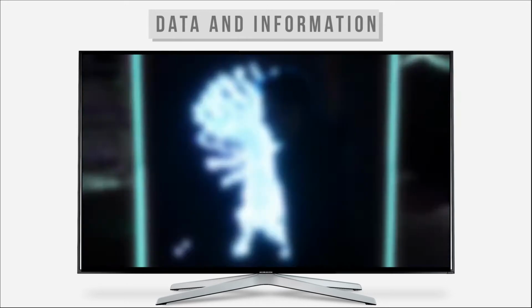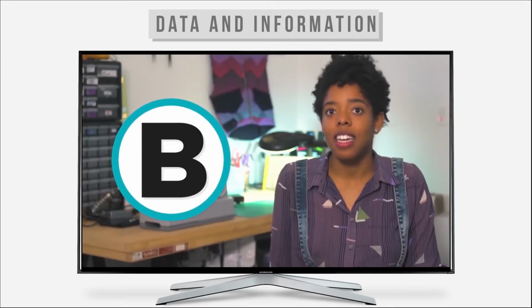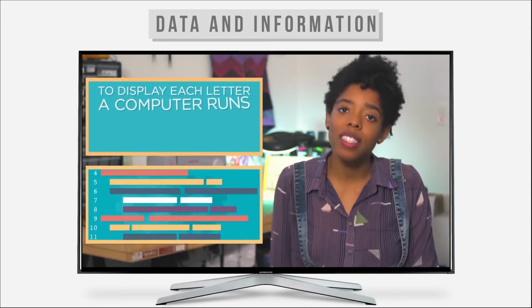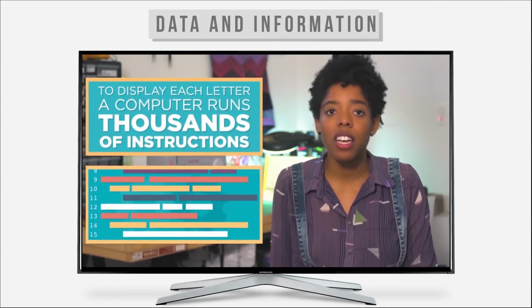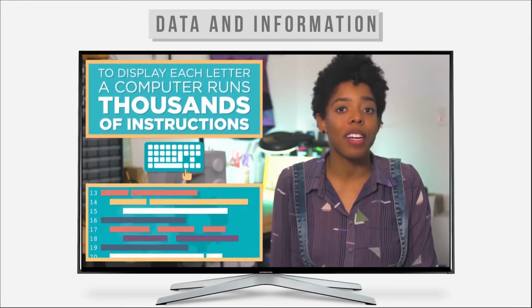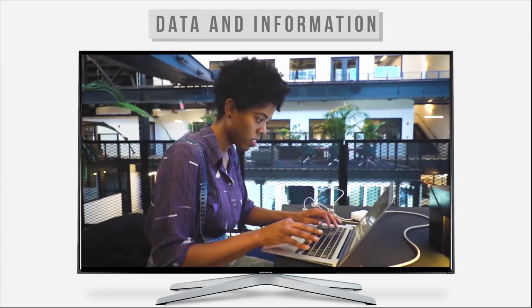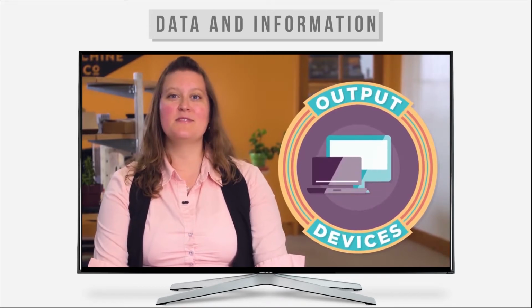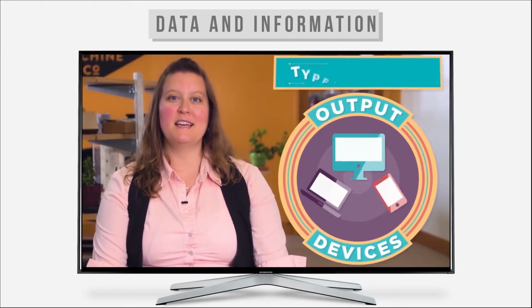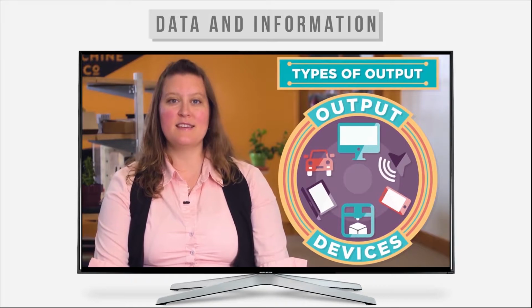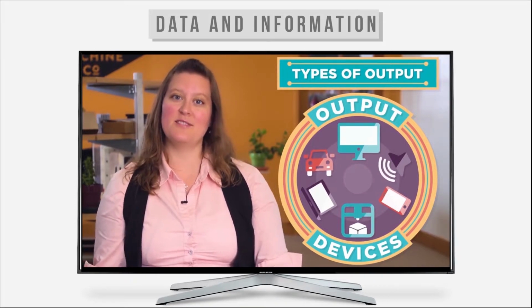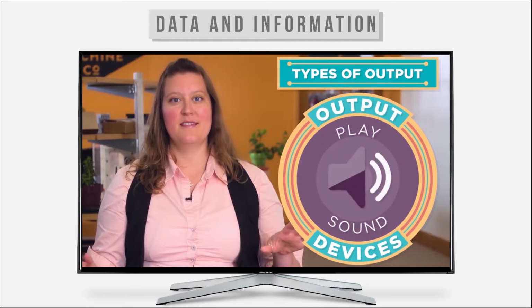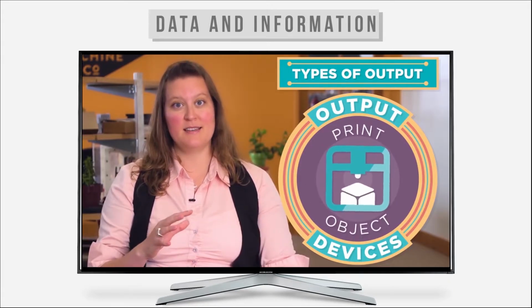This all happens so quickly, it feels instantaneous. But to display each letter, a computer runs thousands of instructions, starting from the moment your finger presses the keyboard. In that example, the output device was the screen. But there are many different types of output which take a binary signal from the computer and do something in the physical world. For example, a speaker will play sound, and a 3D printer will print an object.